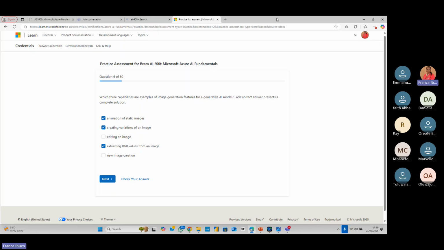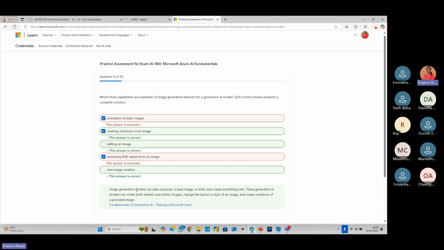Does anybody agree with him? Does anybody disagree? Nobody agrees, nobody disagrees. Check answer. Okay. Creating variations of an image. We saw that, remember. Which three capabilities are examples of image generation features for a generative AI model? Creating variations of an image, which is correct.